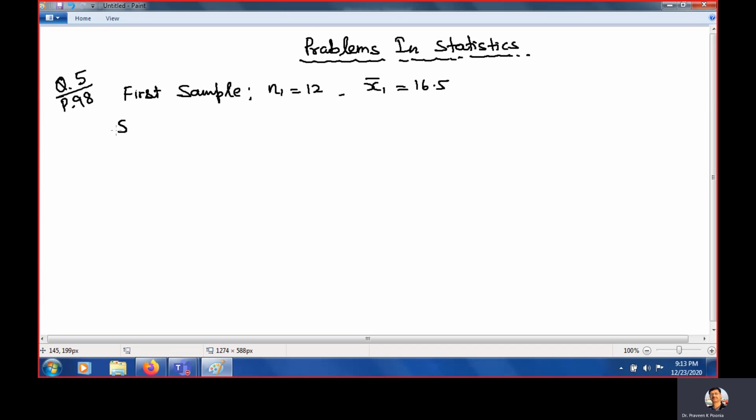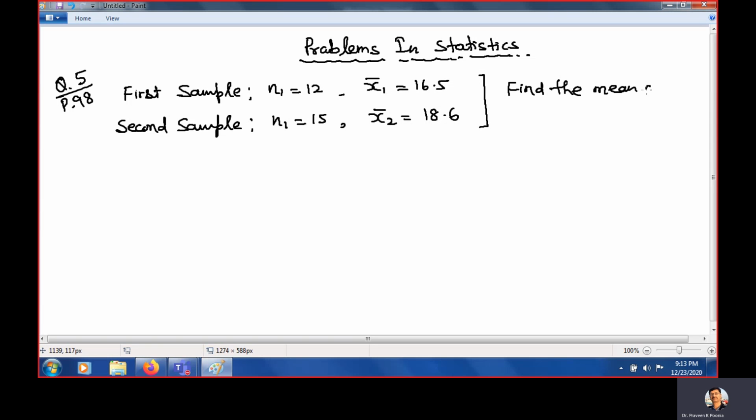What is the second sample he is talking about? In the second sample, there are 15 measurements, and the mean is 18.6. What is he asking? He is asking to find the mean of all 27 measurements. Clear? The mean of 12 is 16.5, the mean of 15 is 18.6.